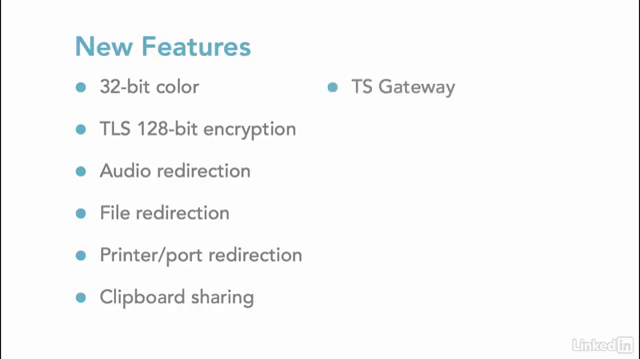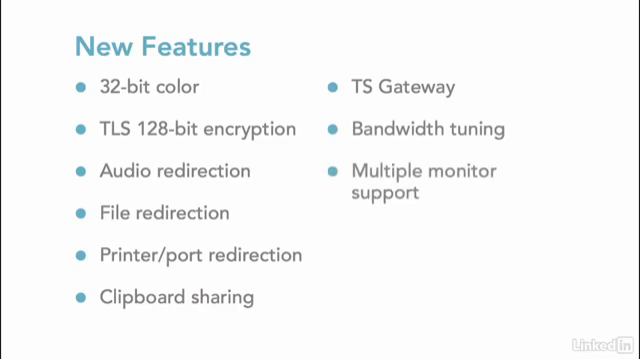Terminal Services Gateway now allows a client to connect via port 443 to an ISA server. This will proxy the client to the internal terminal server. There is also bandwidth tuning for WAN connectivity. Multiple monitor support and RemoteFX were introduced in Windows Server 2008 R2 Service Pack 1 to include virtualized GPU support for popular software packages.